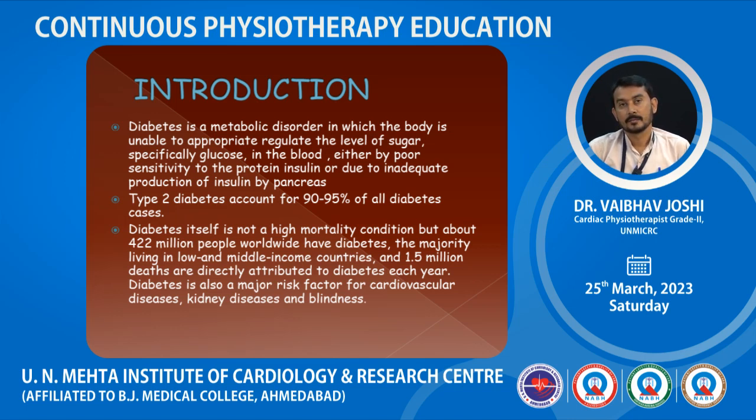In India, we can say about 70% of all global cases we have in India. We are accounted for 70% of all global cases, and India is called as a capital of diabetes. Diabetes itself is not a high mortality condition, but about 422 million people worldwide have diabetes. The majority living in low and middle income countries like African American or Indian American or Asian American, and 1.5 million deaths are directly attributed to the diabetes each year. Diabetes is also a major risk factor for cardiovascular disease, kidney disease and blindness.